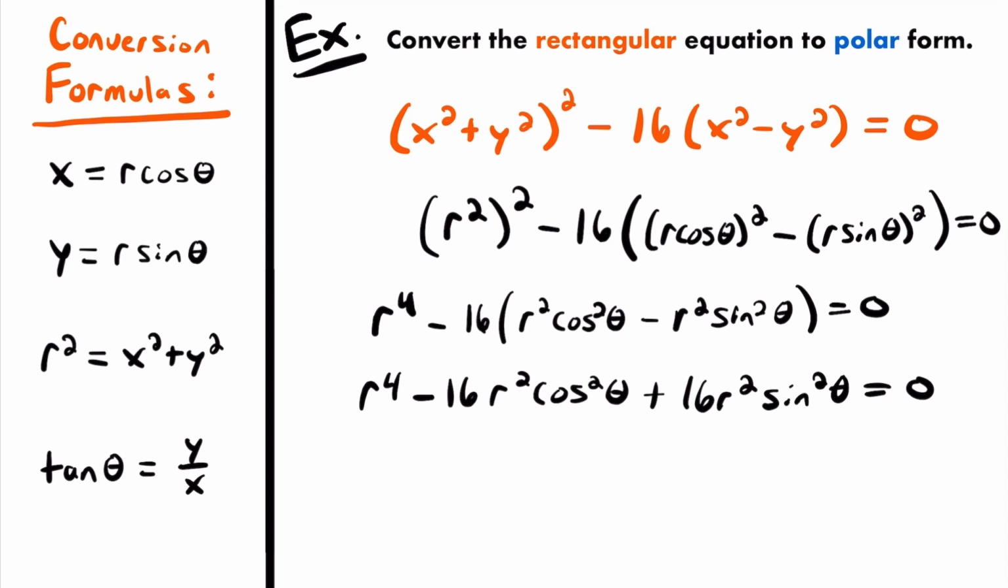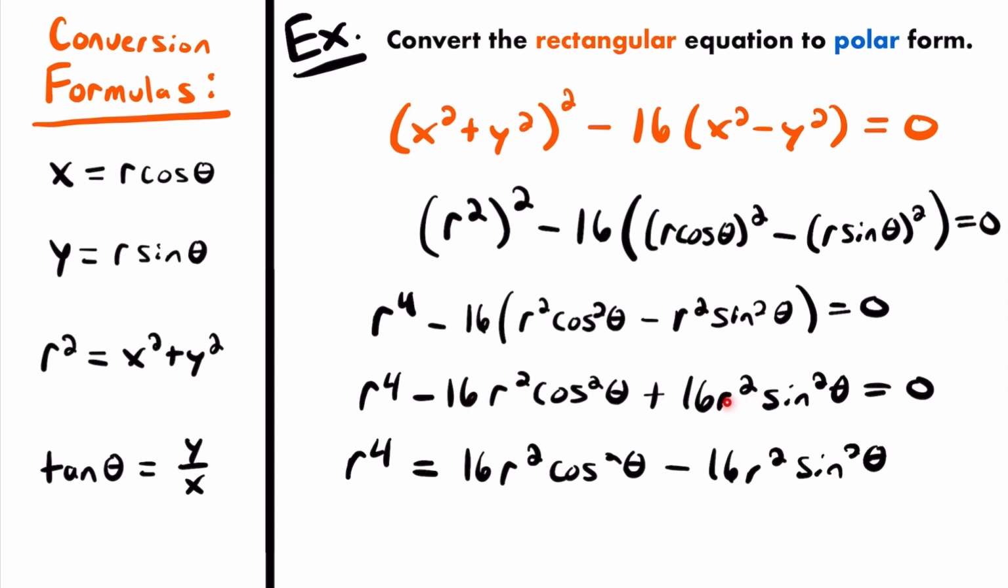Okay, and now what I'm going to do is move these two terms to the other side of the equation so that we can isolate r to the 4th power. And so if we do that, we'll have r to the 4th power is equal to 16r squared times cosine squared theta minus 16r squared times sine squared theta. All right, since we're moving these two terms to the other side of the equation, we added 16r squared cosine squared theta, so that's why it's positive, and we subtracted this term, so that's why we have minus 16r squared times sine squared theta.